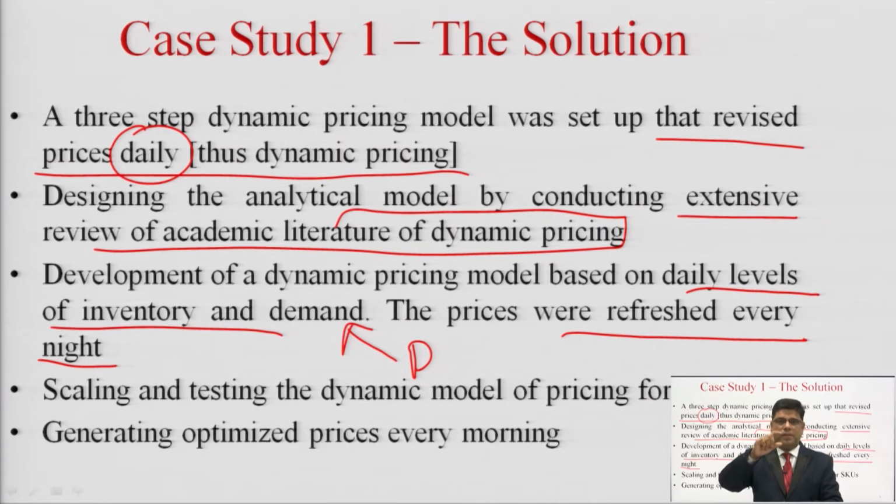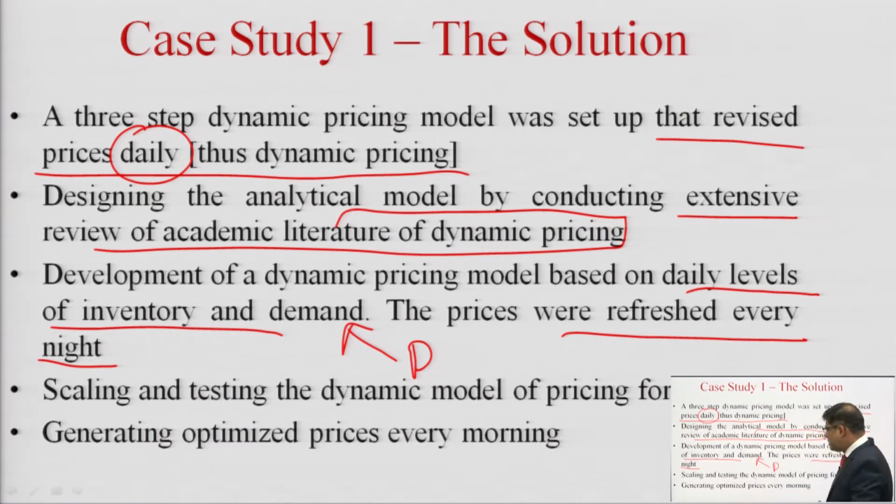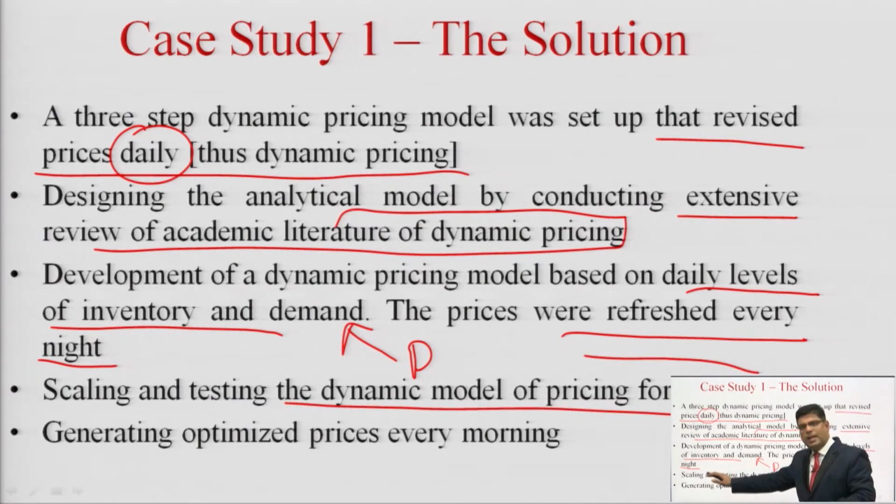So, the prices that were revised during the night, in the morning the products or the offerings were given at the same revised price, and on a daily basis the prices were revised depending on the demand and the level of inventory. So, this was the dynamic pricing model which was given to this company. Now, once it was developed, it was scaled and tested. Scaling and testing was the third step. The dynamic pricing model for SKUs was scaled and tested and finally implemented. So, it generated optimized prices every morning.